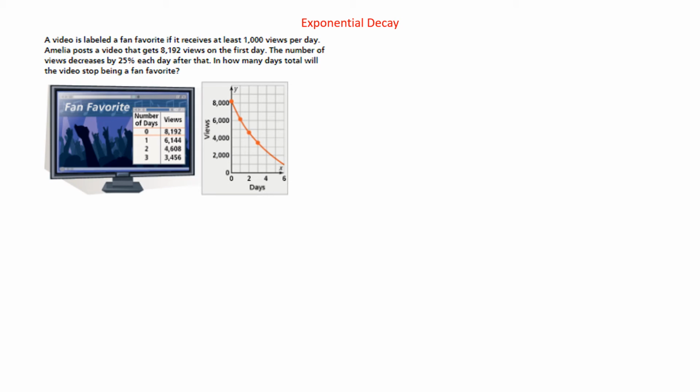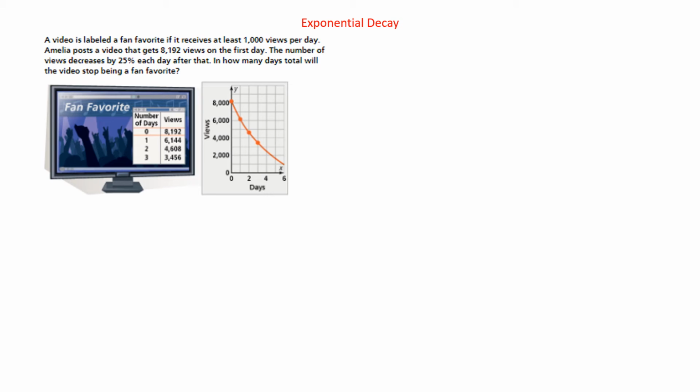Exponential decay. Exponential decay is similar to exponential growth, except instead of getting bigger, it's going to be getting smaller. So we could have a video labeled a fan favorite if it receives at least 1,000 views per day. Amelia posts a video that gets 8,192 views on the first day. The number of views decreases by 25% each day after that. In how many days total will the video stop being a fan favorite?